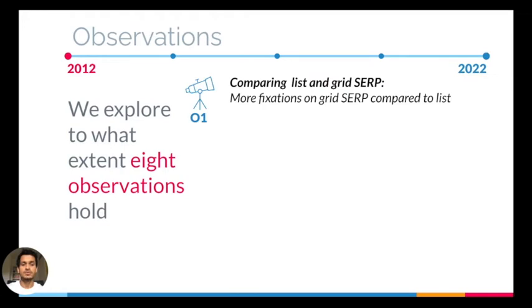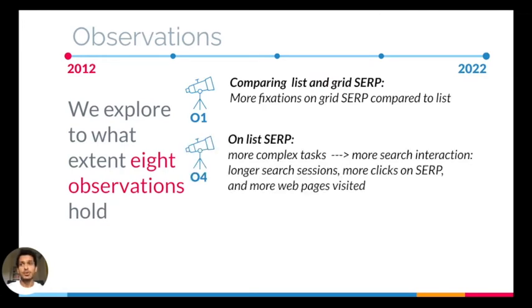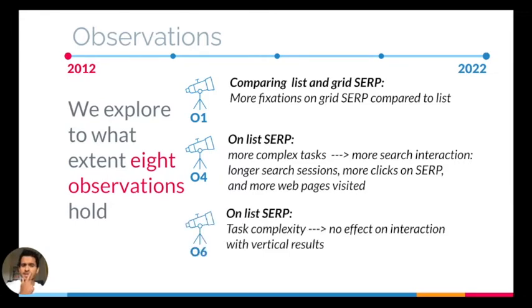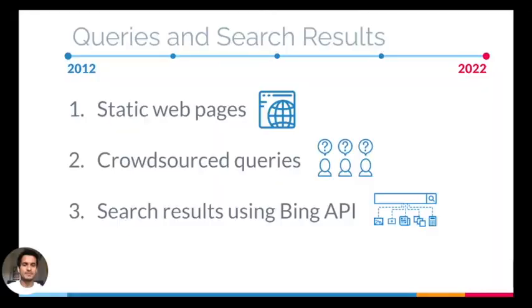Observed that users had more fixation on a grid SERP compared to a list SERP. Arguello et al., on the other hand, observed that more complex tasks resulted in more search interactions, longer search sessions, more clicks on SERP, and more web pages visited. They had also observed that there was no effect of task complexity on users' interaction with vertical results. For complete details on all the 8 observations, please look into our paper.